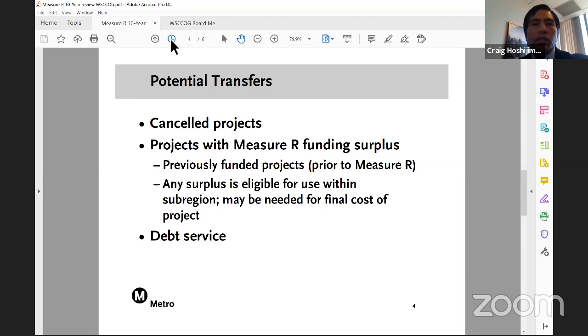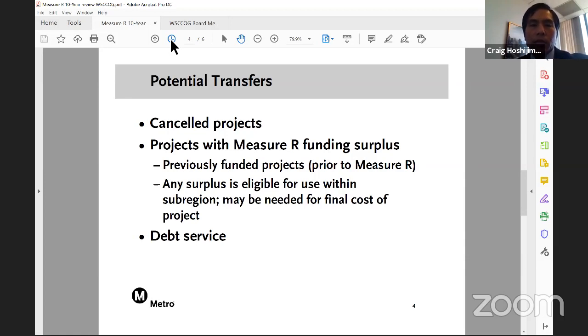These projects need to be closed out, though, before we can start allocating any surplus, because as we tally up the final cost, it could eat up a lot of that surplus and take away any opportunity to transfer it to another use. And then finally, debt service. That's more of a technical issue.